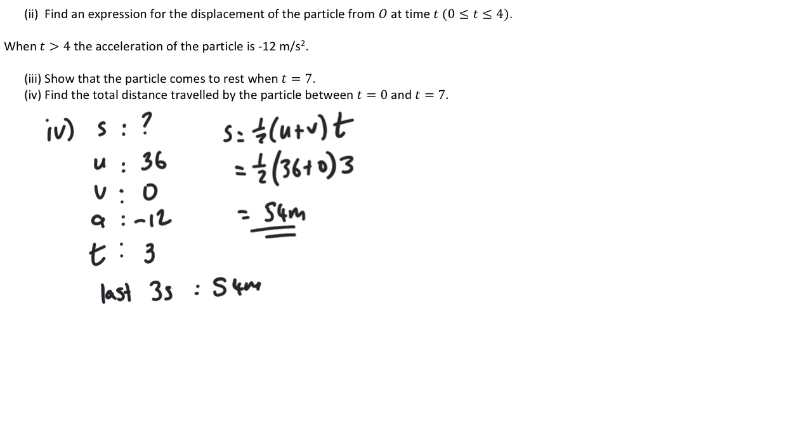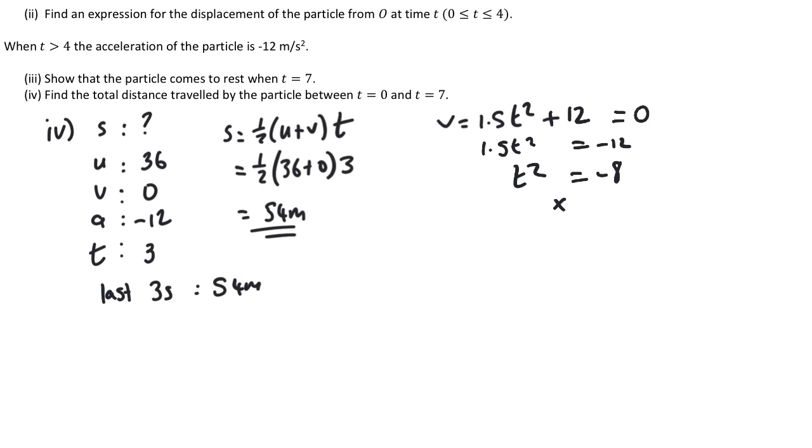Now we need to figure out the first 4 seconds. And what we need to consider is, does it come to rest in that time? So we've got velocity equals 1.5t² + 12, and we want to see if that equals 0. Now, what we've got is 1.5t² equals -12. t² is going to equal -8, and we can't take the square root of that. So that means the particle doesn't come to rest.